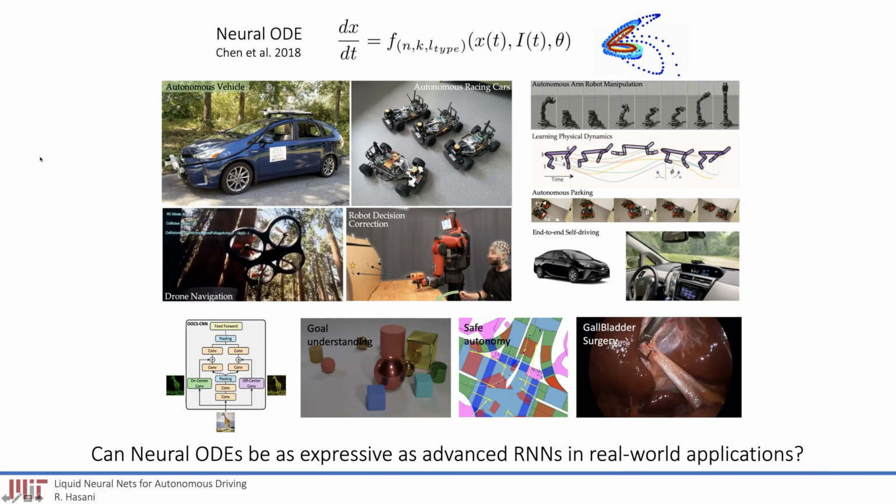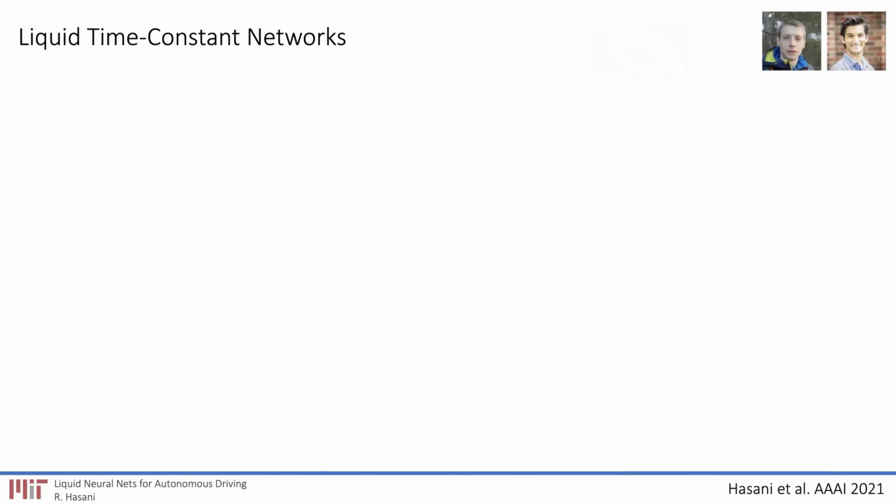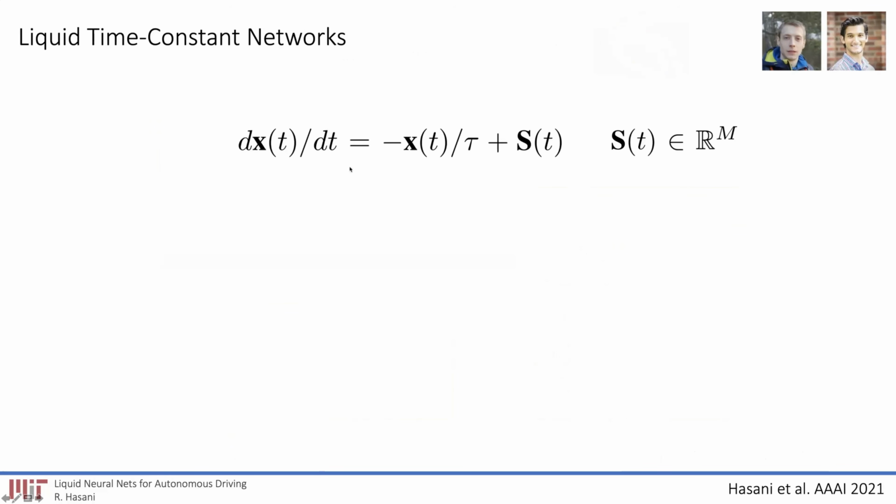So these networks are so amazing in theory, how can we bring them into practice, and how can we make a nice network out of these things? Okay, with this motivation, we performed a modification with our colleagues, and we call it liquid time constant networks. So how does it look?